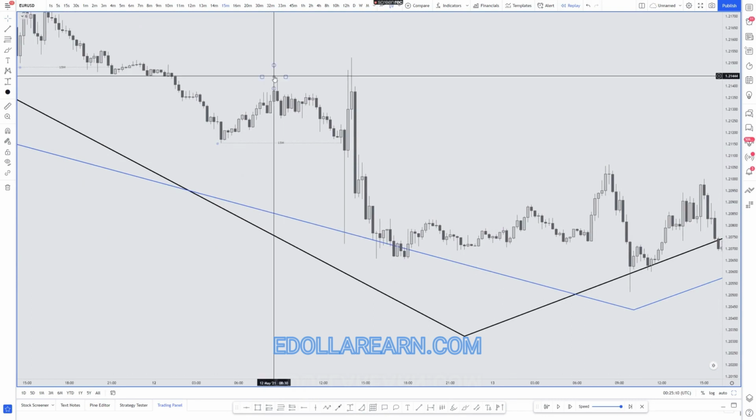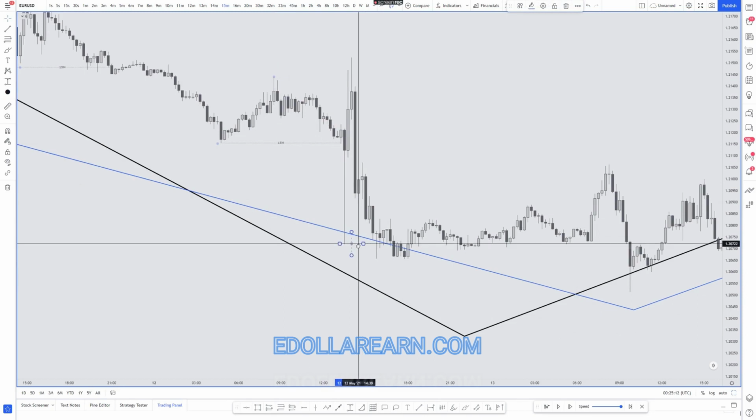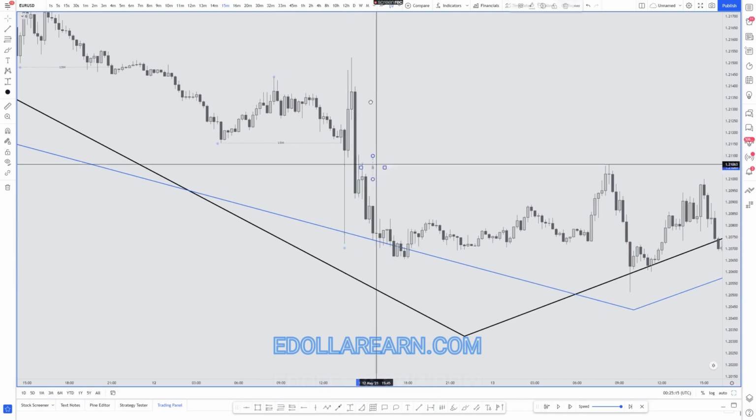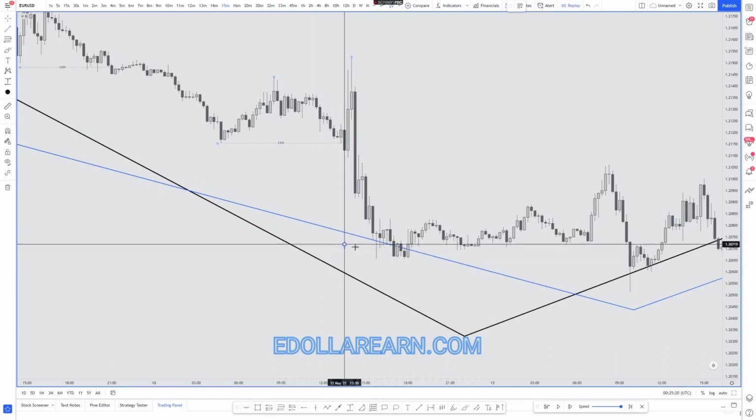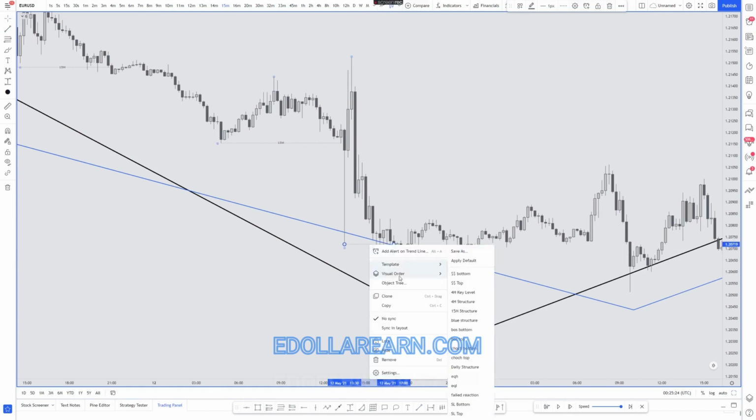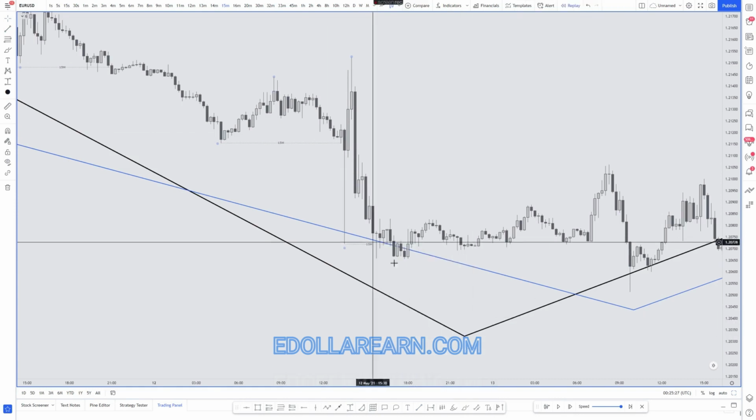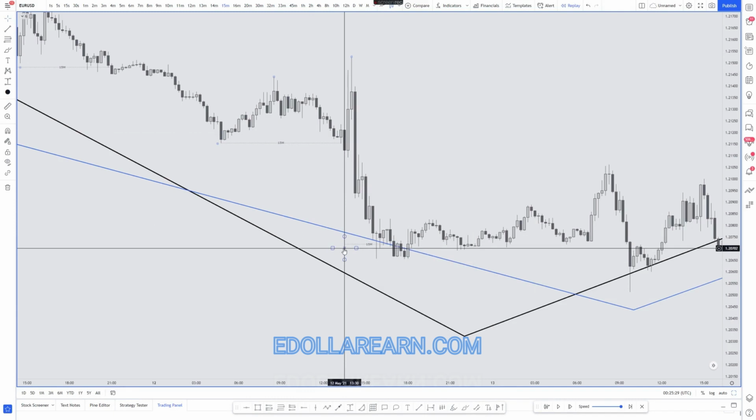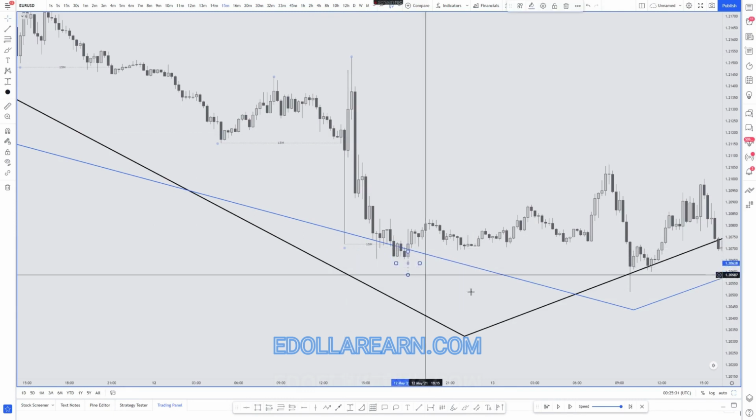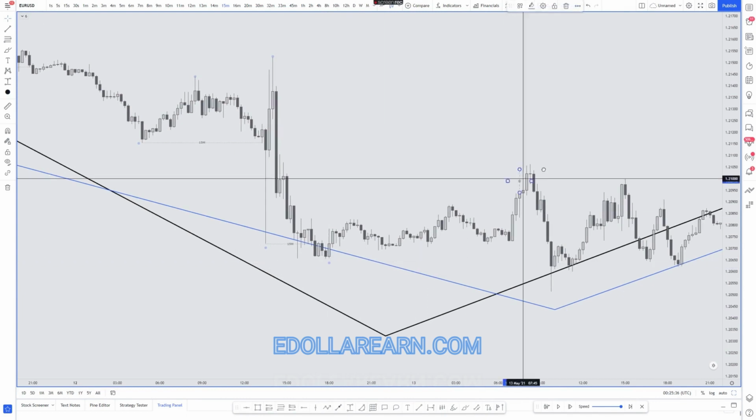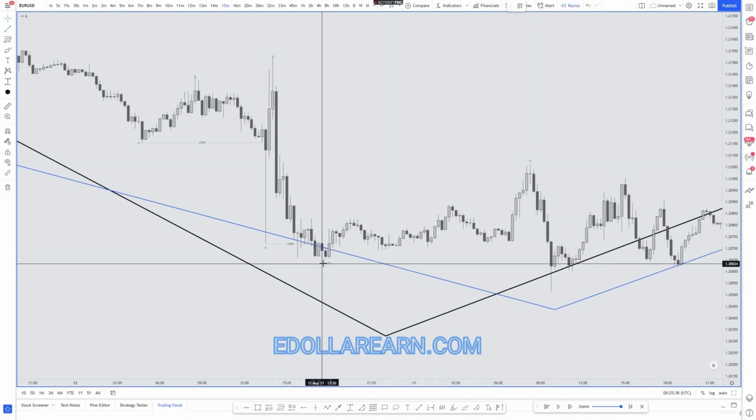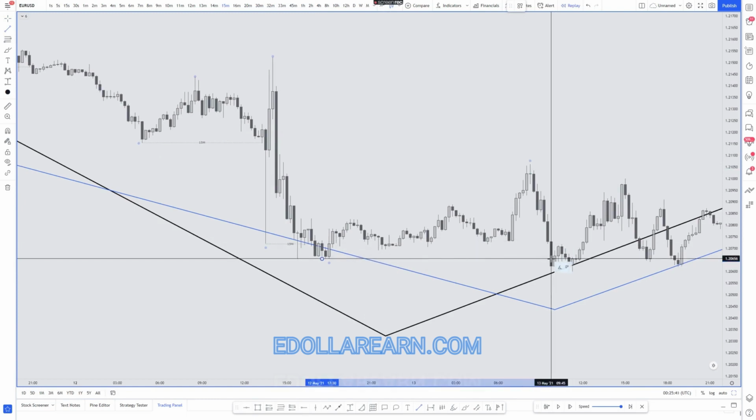So ultimately our structure would be down here. Again, a little bit of a weird structure here. I don't love it, but that's just the way it worked out. So our push completes here. Now ultimately we have a pullback up here. And you don't really have any structure till this low goes.